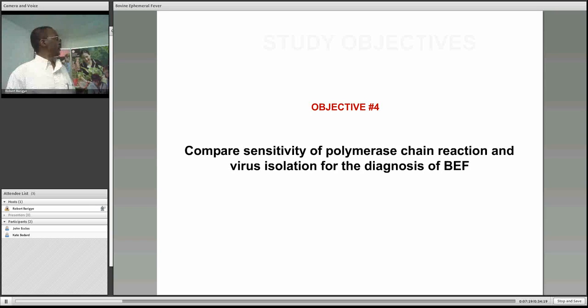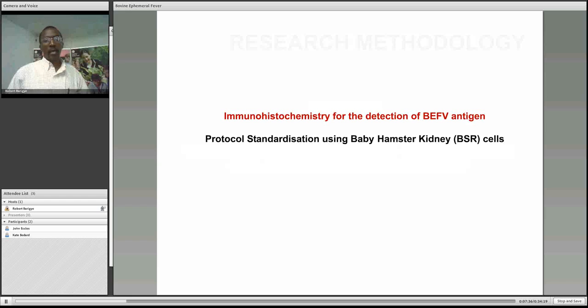And the last objective is to compare the sensitivity of PCR and the virus isolation in the diagnosis of the disease. We're already collecting data on this to be able to compare those 2 techniques as diagnostic methods for BEF. So I'll start with the strategy that we had to address some of these objectives.